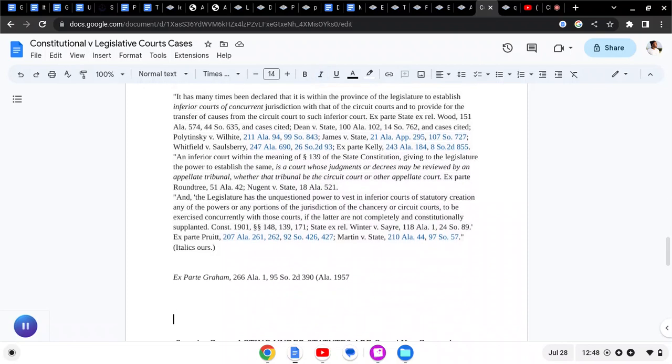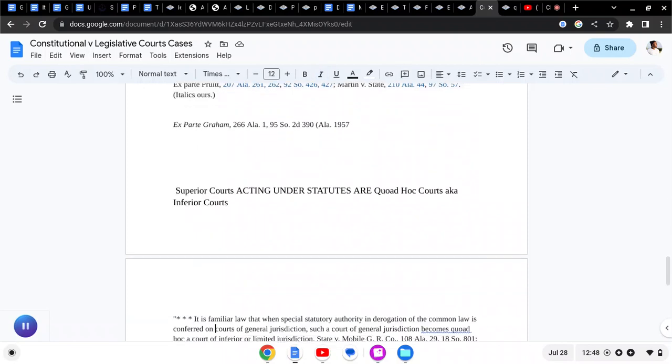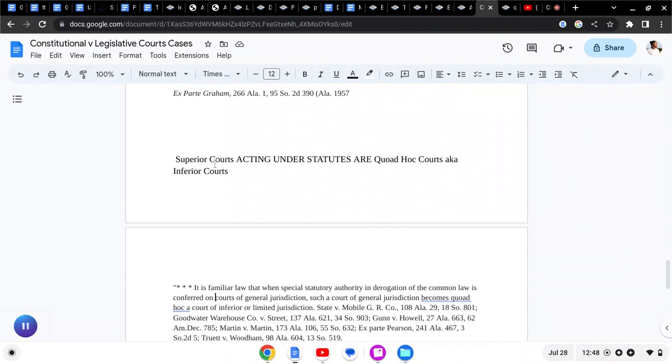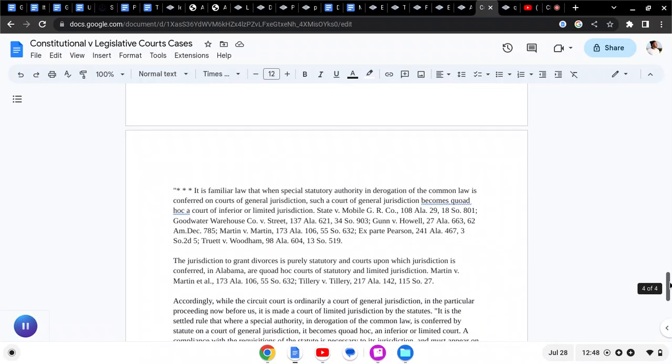So let's go down. Okay. Now I want to talk about superior courts acting under statutes, quo ad hoc, or however they pronounce it. It's a Latin term. Courts, aka inferior courts. They're inferior courts.